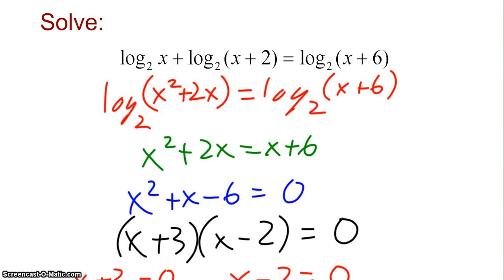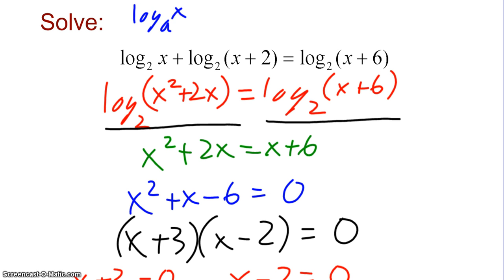Alright, so here again I first combine the logs on the left hand side of the equation. Now I notice this is slightly different than the last two problems. I have a single log on the left, base 2, and a single log on the right, base 2, and nothing else. So because of my properties of logs, remember log base a of x equals log base a of y tells us x has to equal y. So if log base a of x equals log base a of y, then we know x equals y. So in this case I can drop the logs. So I end up with x squared plus 2x equals x plus 6.